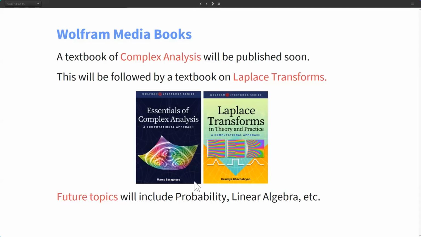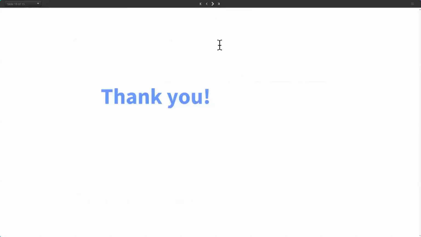Future topics will include probability, linear algebra, etc. This stream is going to go on for some time. We'll probably have, if you're really lucky, in the next couple of years, probably 10, 12, 15 books in this series.